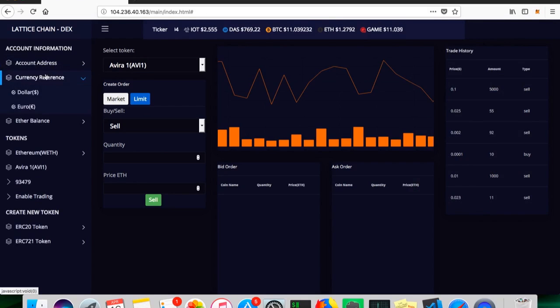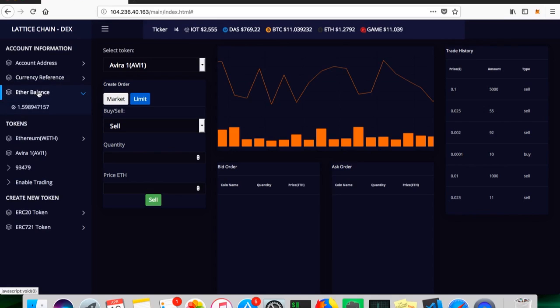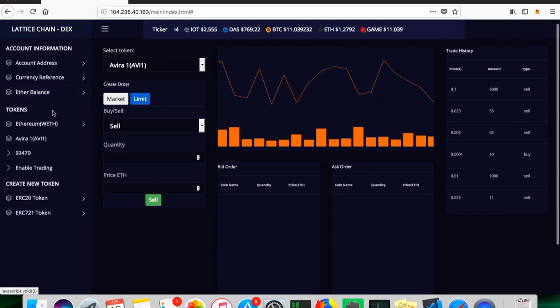There is a section which gives us a choice to pick between the multiple currencies out there. As of now, it's dollar and euro, but we have restricted ourselves to Ethereum in the base version. This currency conversion is also a possibility in this exchange. We can see the ether balance, which currently stands at 1.598 for this particular account. And then, once we move down, we can see all the tokens in this particular account of the user.